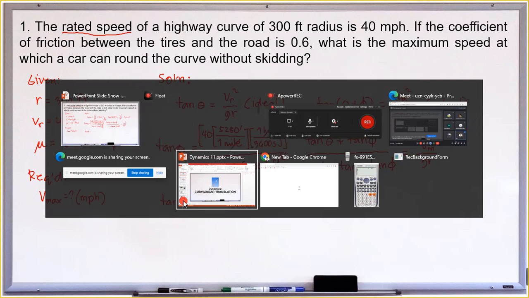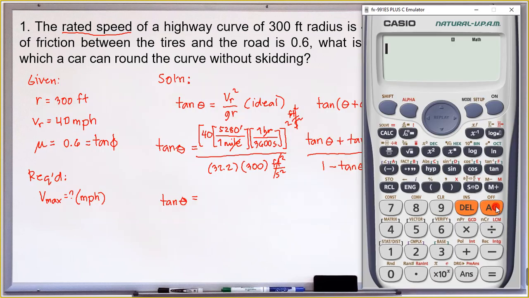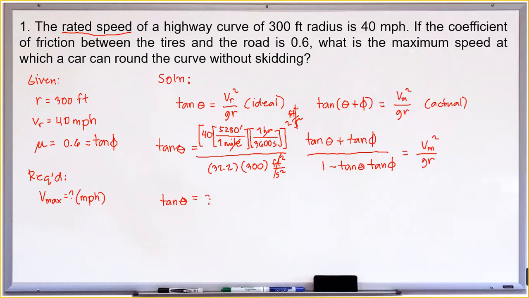So therefore our tangent theta is equivalent to, gamitan og calcu, 40 times 5,280 divided by 3,600, squared, divided by 32.2 times the radius of curvature 300. So the answer is 0.3563. So unitless na ni siya.